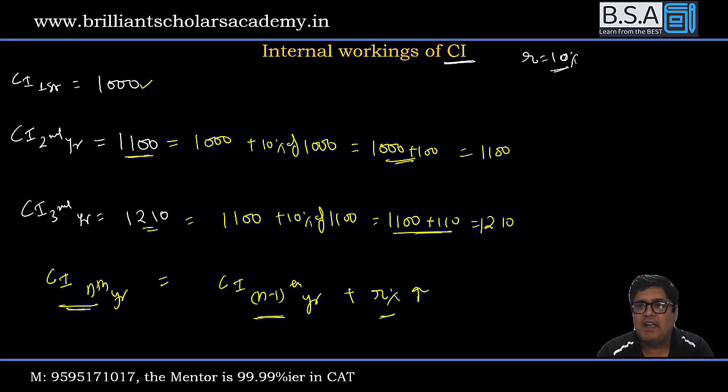This is the internal working of compound interest, and again many advanced questions can be solved through this. I'll show you those questions, don't worry. Compound interest of nth year. N could be second year, third year, fourth year, fifth year. If it is fifth year, compound interest of the fifth year is compound interest of fourth year increased by R percentages.